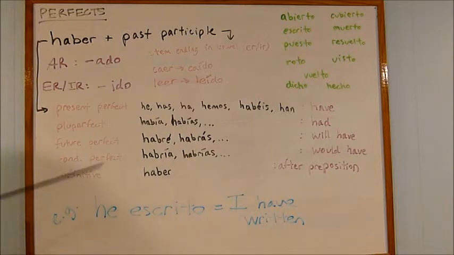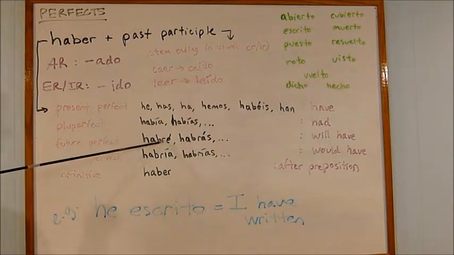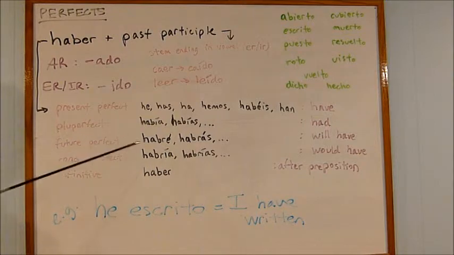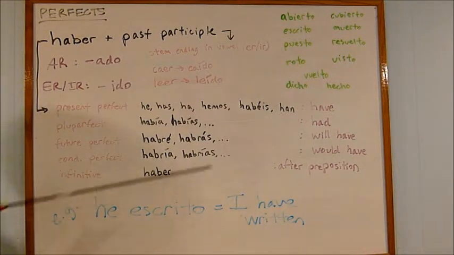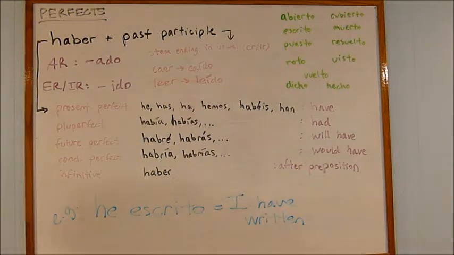You have the future perfect, which uses haber in the future tense, obviously. And the word haber is one of the ones where you drop the e from the stem. So you have habré, habrás, and so on. And that means I will have done something. And then the conditional perfect, you just conjugate it in the conditional and you say I would have done that.